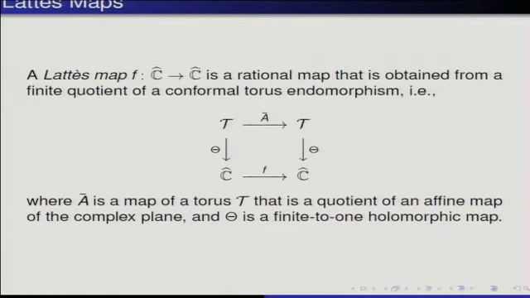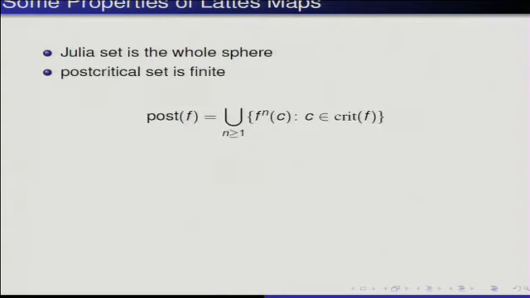Lattès maps play a role as exceptional examples in the complex dynamics literature, and there are some properties that make them so special. First, they are the first examples where the Julia set is the whole complex plane. Second, the post-critical set is finite. Recall the definition of post-critical set: it's the forward orbit of the critical points of F.